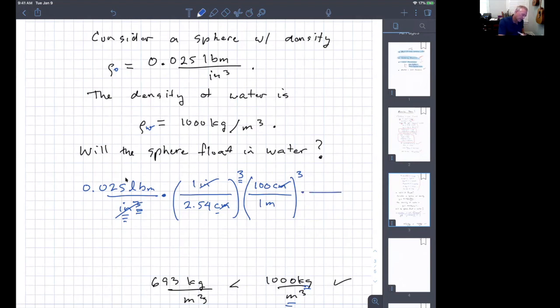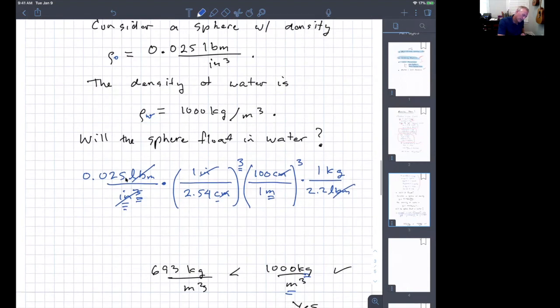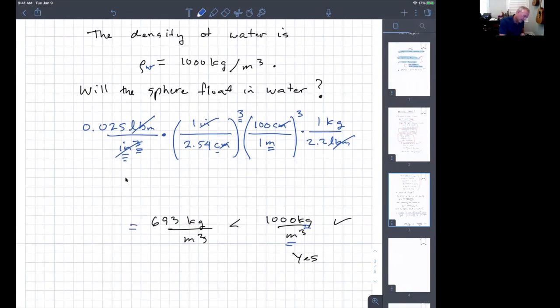Now I just need to convert pound mass to kilograms, and so I look at my table. 2.2 pound mass is 1 kilogram. All right, so I check. I have meters cubed on the bottom, pound mass cancels, centimeters cancel, inches cancel. I'm left with kilograms per meter cubed. And so when I plug this in, I get this as the answer. And back to the governing equation: is this less than the density of water? Yes, it is. So that means this sphere would float.